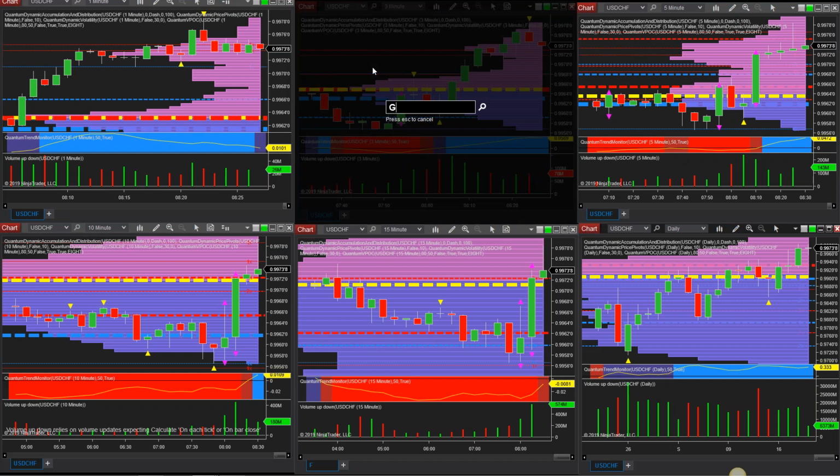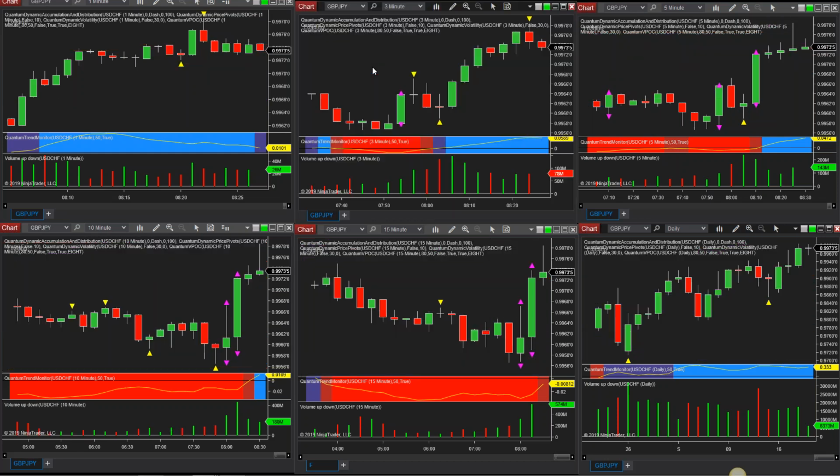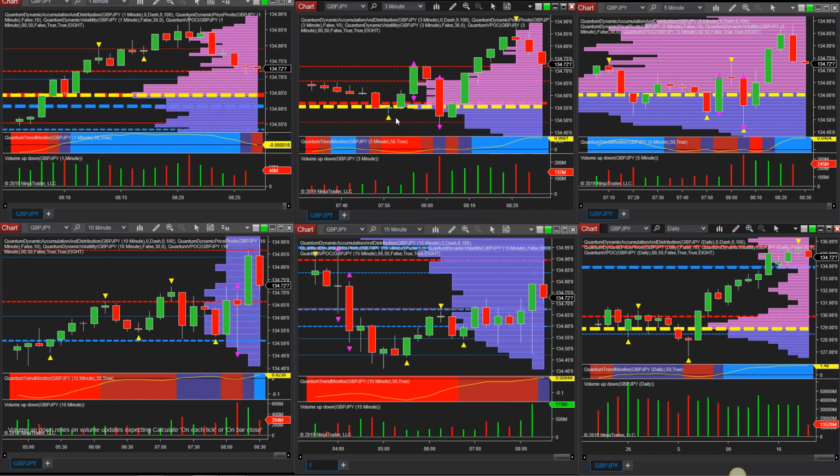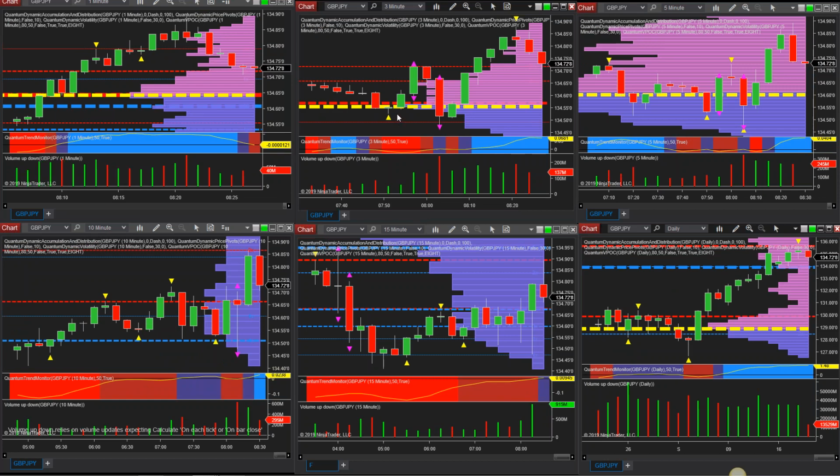What was the other one? Pound yen, wasn't it? I think. Let's have a quick look at pound yen. Similar sort of thing here. Again, you know, trap moves all over the place. No huge direction.